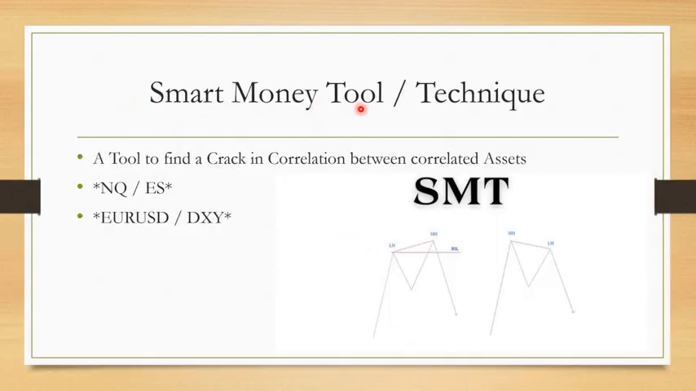So, smart money tool or technique. A tool to find a cracking correlation between correlated assets. This can be an example like NASDAQ and ES, or Euro USD and DXY. An SMT will look something like this, where you have one market creating a higher high and the other creating a lower high. So one creates a higher high, one creates a lower high, and again one creates a higher high here, one creates a lower high here.